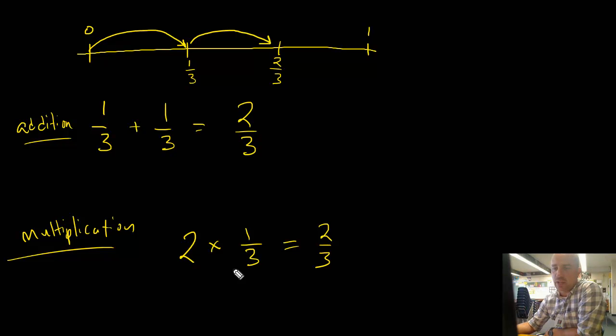So what I've just done is now I have 2 different ways. I have equivalent ways to show 2/3, right? I have 1/3 plus 1/3. I have 2/3, or I have 2 times 1/3. Make sense? Okay. So let's make another number line.